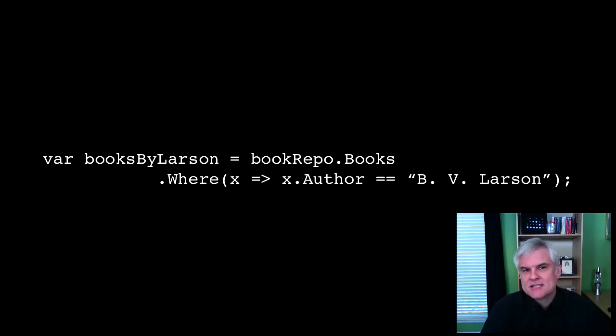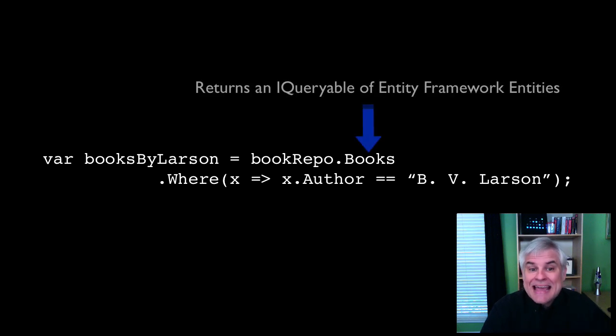bookrepo.books.where and then pass in some lambda expression. You're getting back an IQueryable of Book. But what is Book? In this case, it's an entity from the Entity Framework. You're using the Entity Framework inside the domain layer.